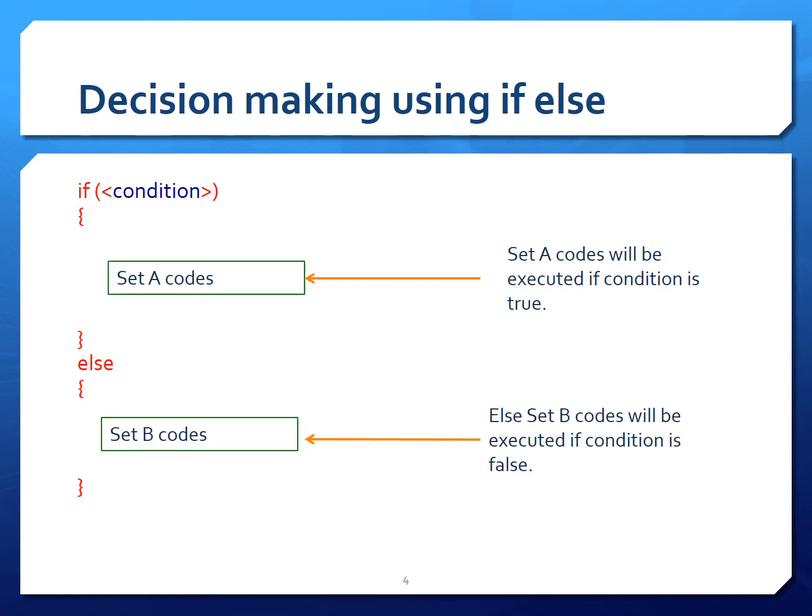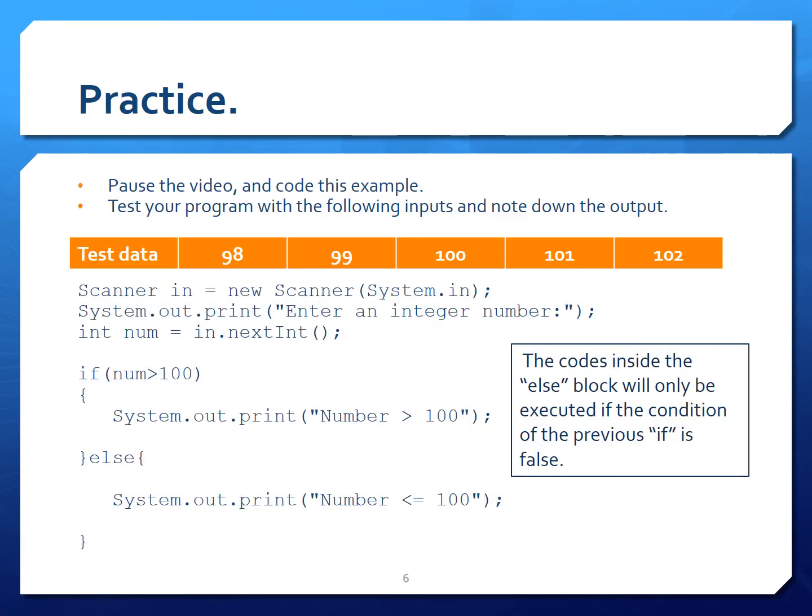In the if and else construct, if the condition in the if is true, set A codes will be executed. Else, if the condition is false, set B codes will be executed. Practice time. Pause the video and code this example. Test the program with different input test data as stated.